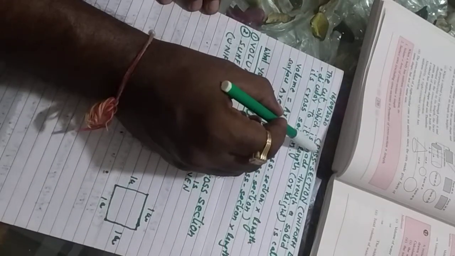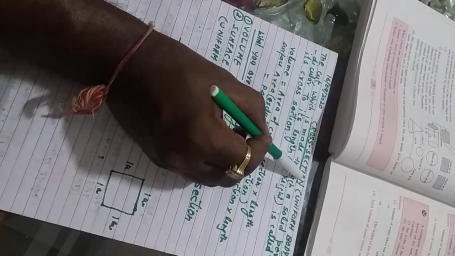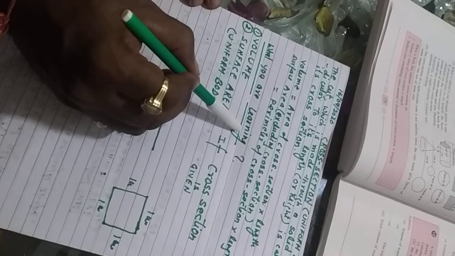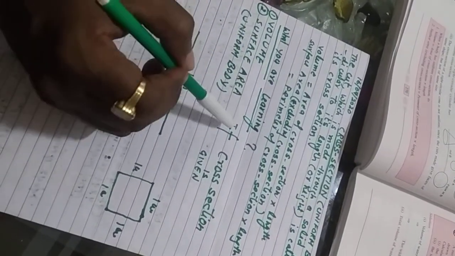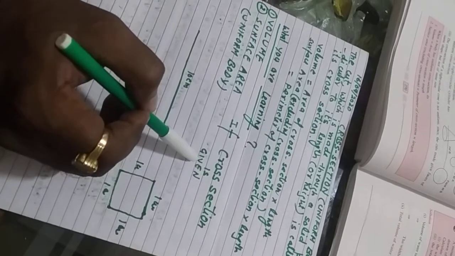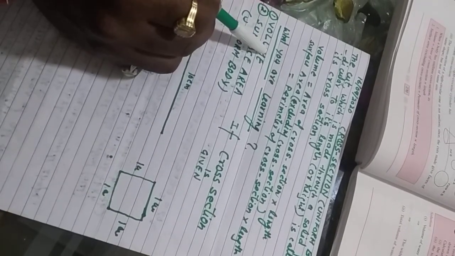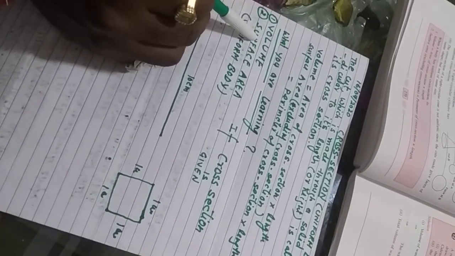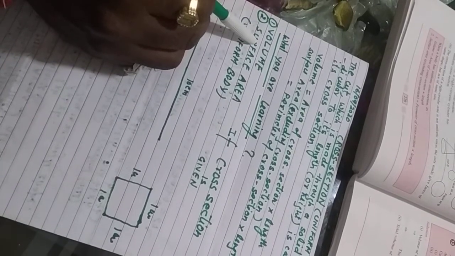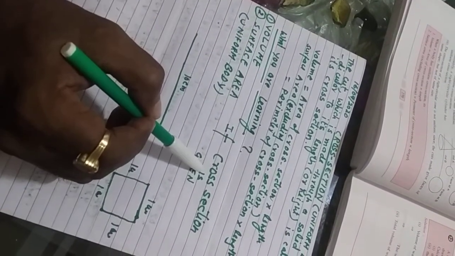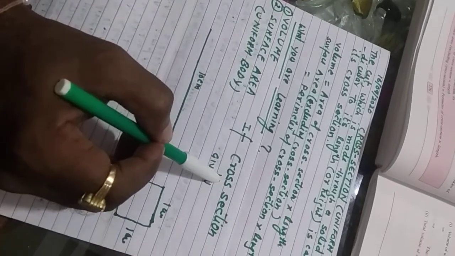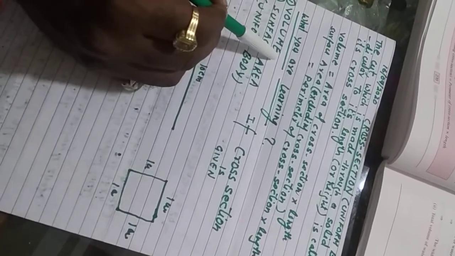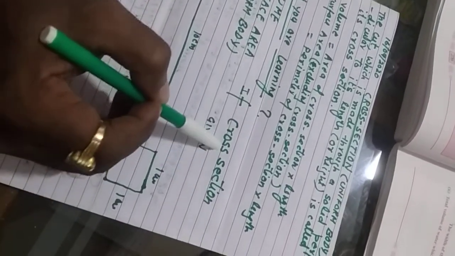Discuss about the cross section. Okay, so what we are learning in this chapter is about volume and surface area if the cross section is given. We have studied volume and surface area in the previous chapter, but the difference in this topic is that if the cross section is given, then you have to find out the volume and surface area. So first we should discuss what a cross section is.